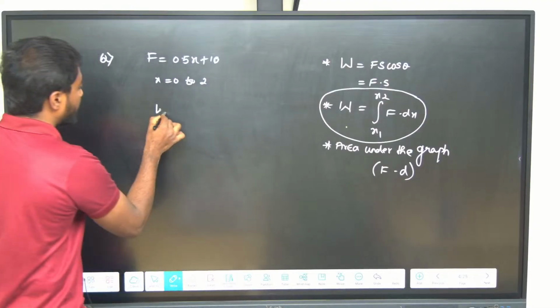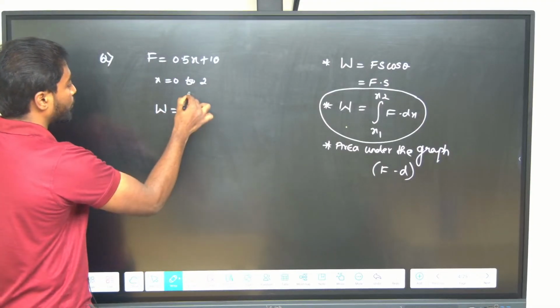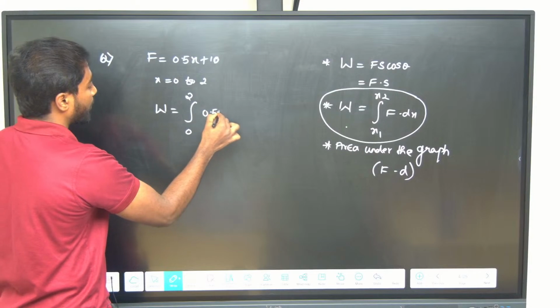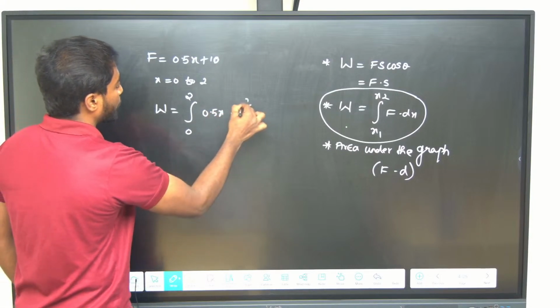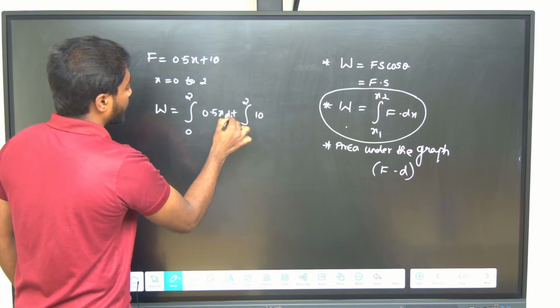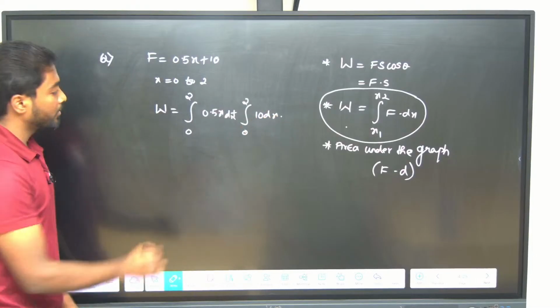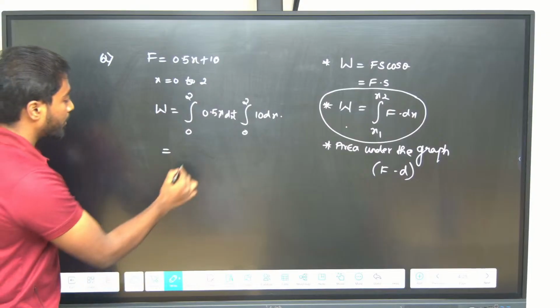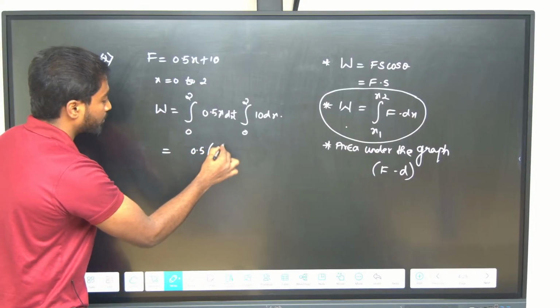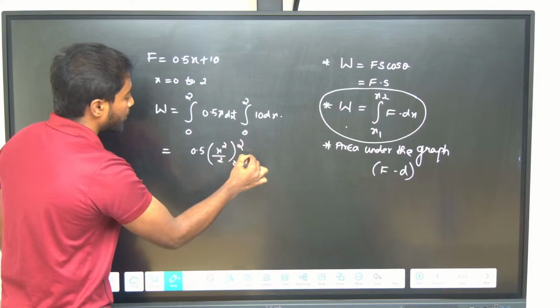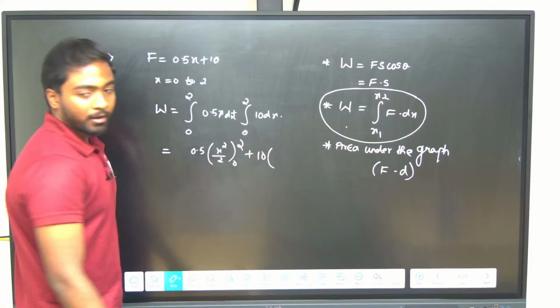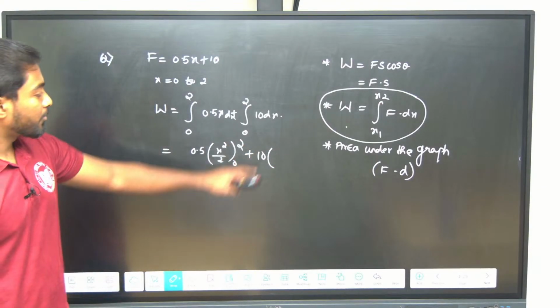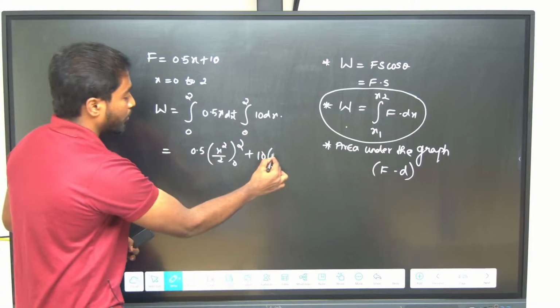So, W will be equal to integral 0 to 2 of 0.5x plus integral 0 to 2 of 10, with respect to dx. So, if I integrate x now, what will I get? x square by 2. So, 0.5 into x square by 2 from 0 to 2, plus 10 into the integral of a constant with respect to x, which will be x.